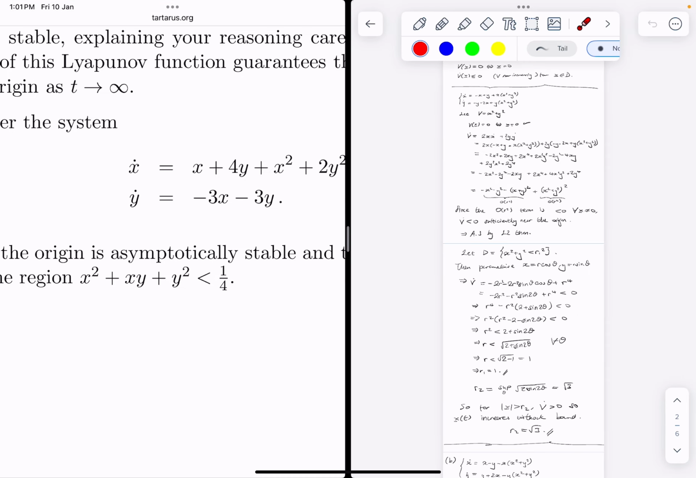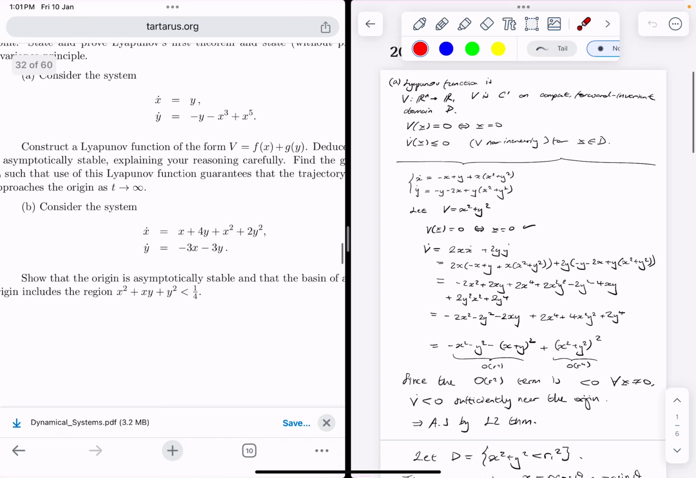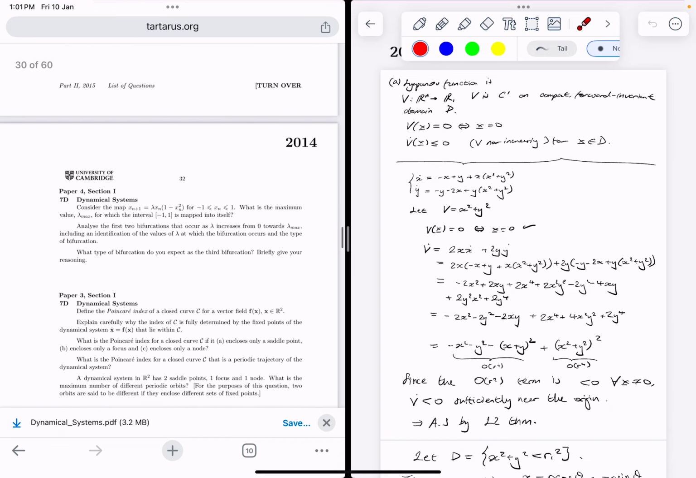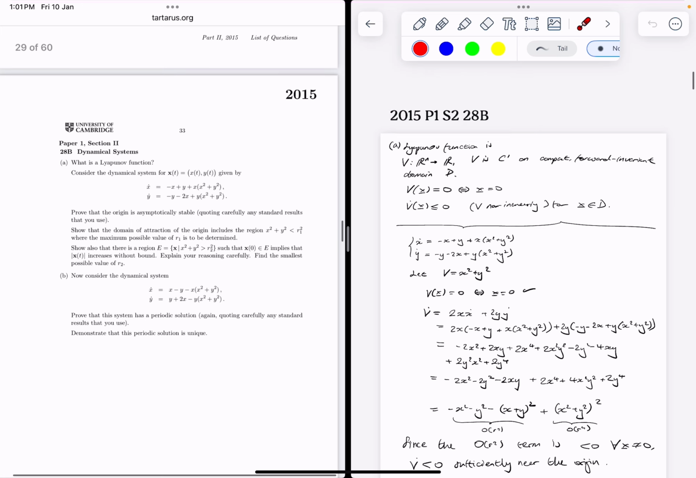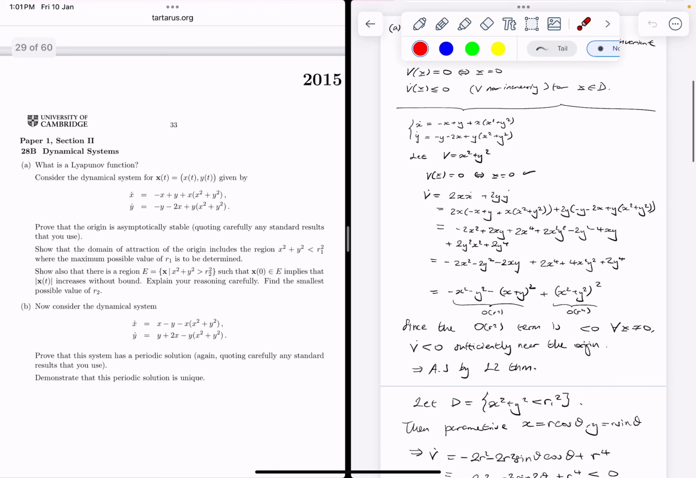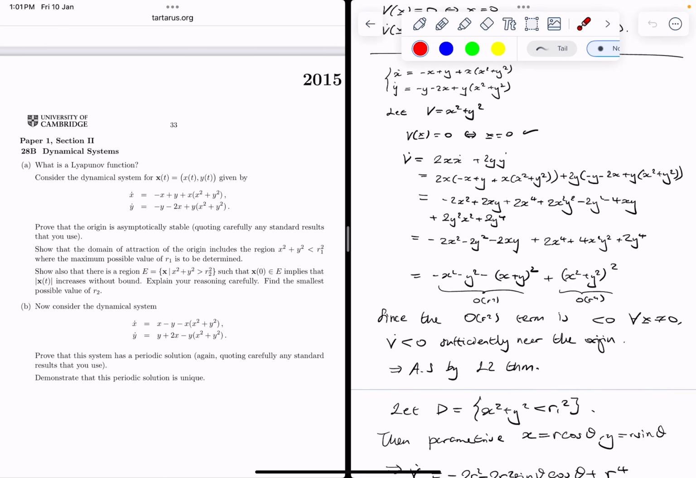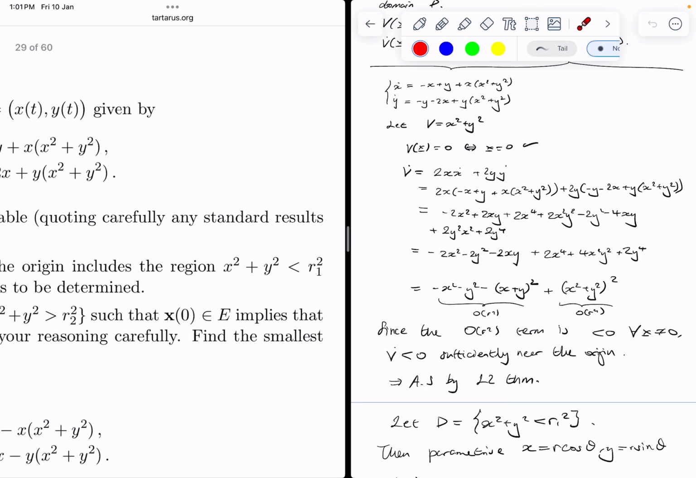Next question, 2015, paper 1. Yeah, so it's this question. Define a Lyapunov function, easy. Then we consider this dynamical system, and we want to prove that the origin is asymptotically stable, and the domain of attraction of the origin includes this.